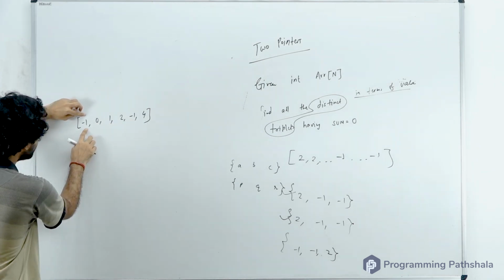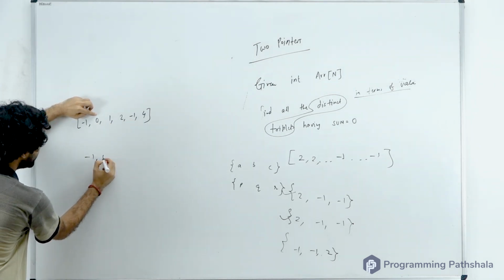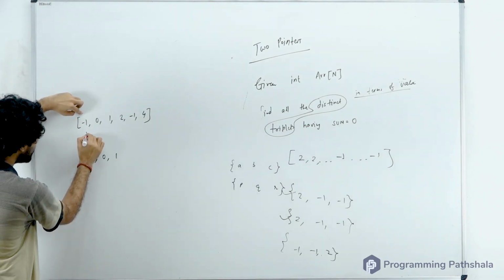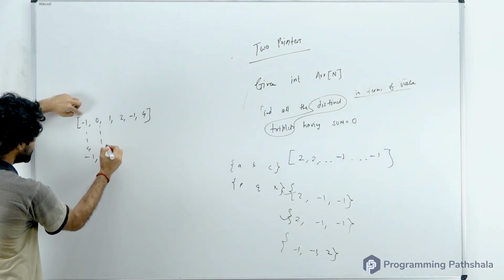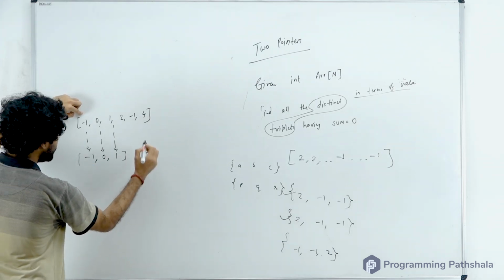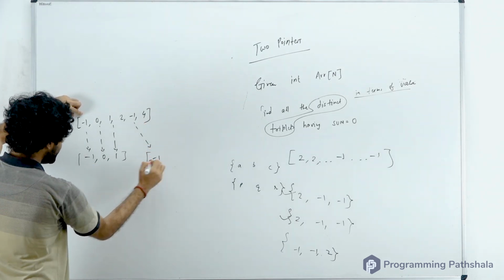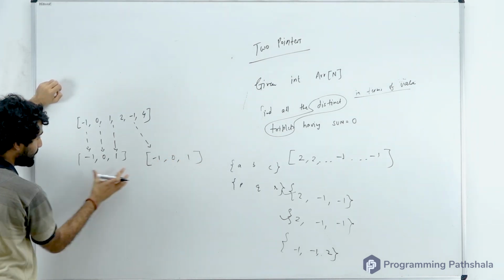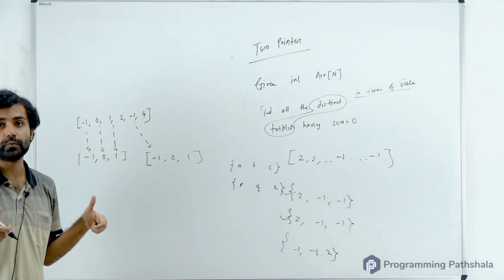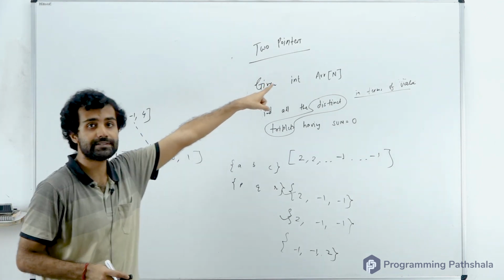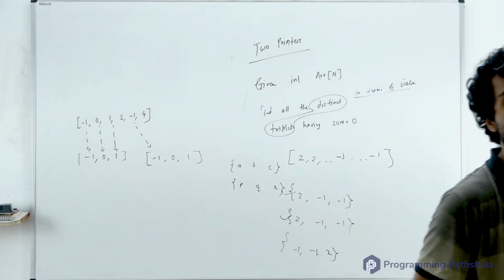Can you guys tell me the solution set for this? So I can have this -1, I can have this 0, and then I can have this 1. Tell me one thing. After you have got this -1, 0 and 1, would you want another triplet where you have the other -1 and then this 0 and this 1? You would not want that. Why? Because distinction has to be maintained in terms of values.